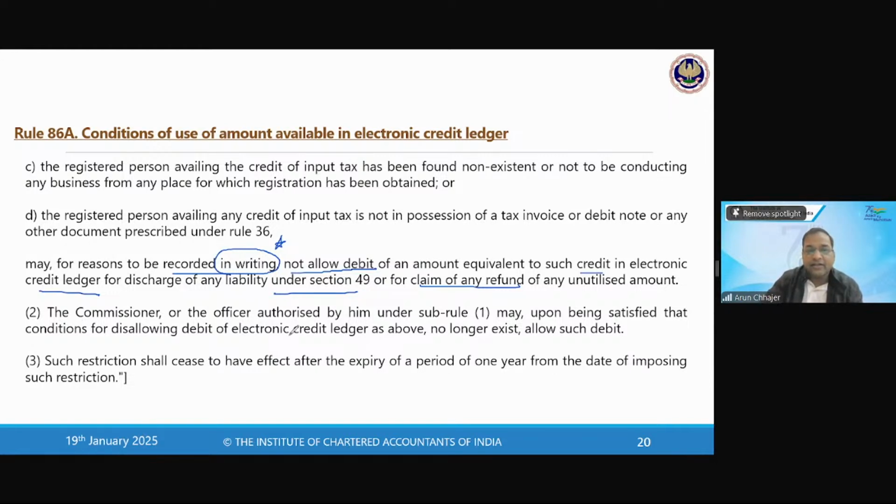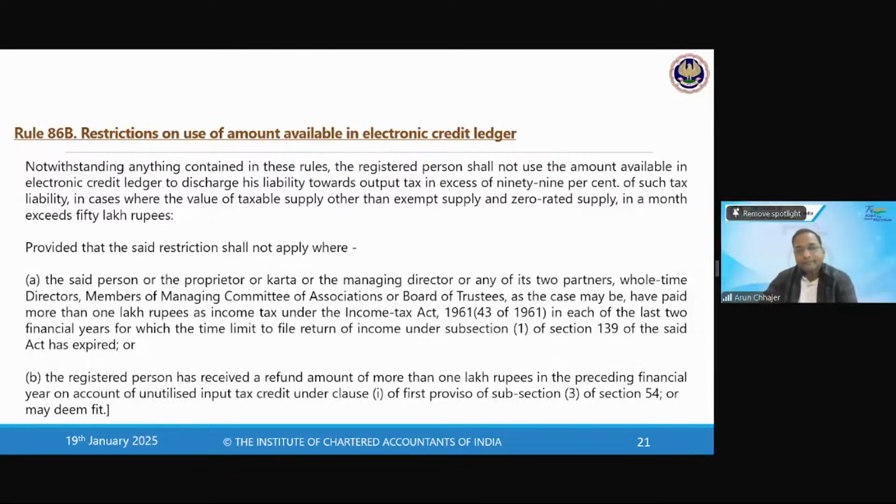Again, the commissioner or the officer, upon being satisfied that the ground for disallowing the debit no longer exists, will then allow the debit. So you can make a request to the commissioner and if the commissioner is satisfied, then yes, they will allow you to debit. Such restriction will automatically cease after the expiry of 1 year from the date of imposing the restriction. 86A, blocking the ledger, credit ledger.